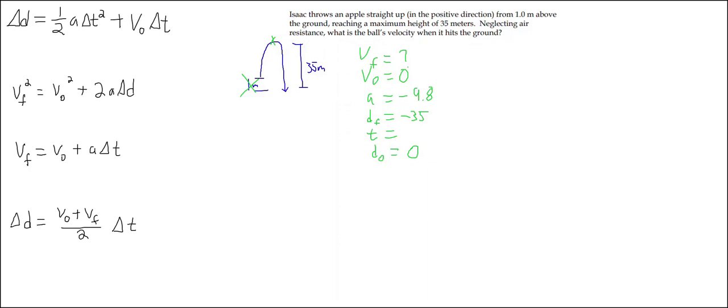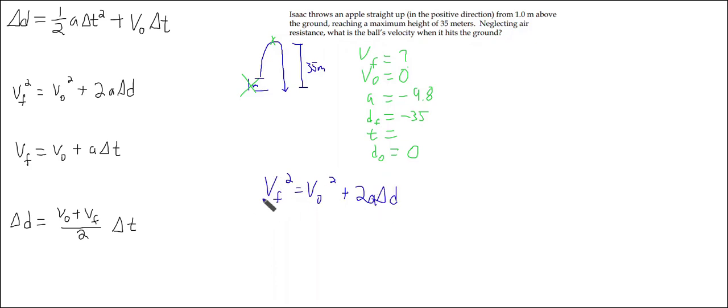So what are we looking for? We're looking for the ball's velocity when it hits the ground. So I don't care about time. The equation without time is this one here. So let's go ahead and use that equation. Velocity final squared equals velocity initial squared plus 2a, and I'm using delta D, so initial minus final. Let's write it out first, and I'll plug everything in.